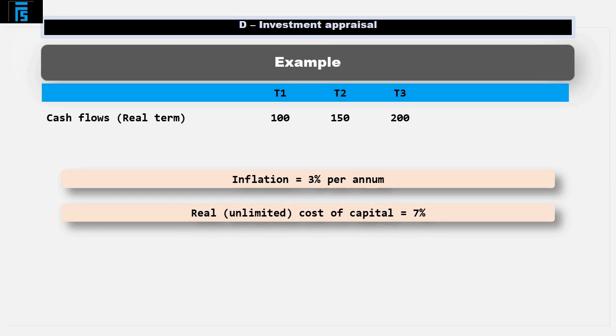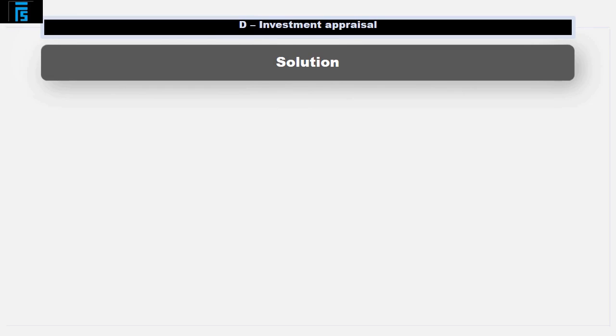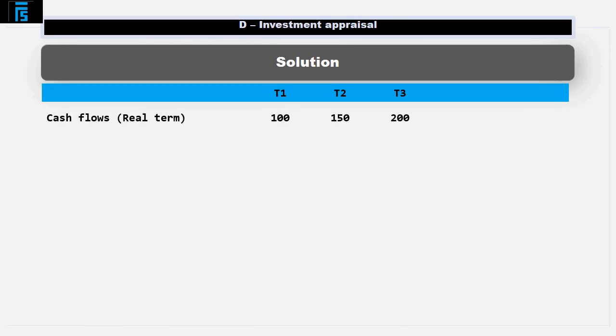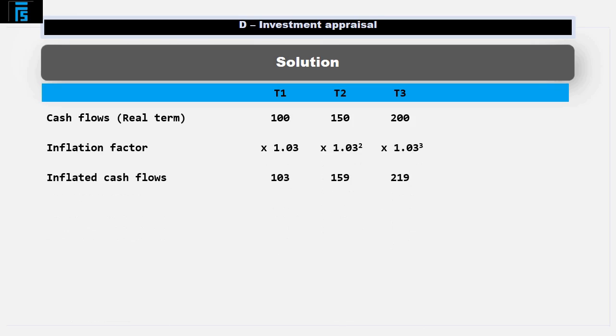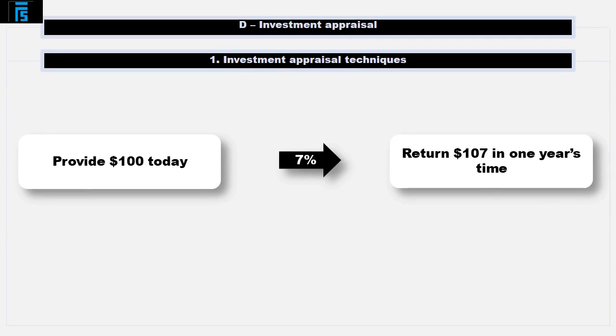First, let's inflate the cash flows. We multiply the cash flows by 1 plus i to the n, where i is the annual inflation rate and n is the number of years, like this. These inflated amounts represent the cash that will actually be received. Let's turn our attention now to the cost of capital, or the discount rate. If in our world here I ask you to give me $100 and in return I give you back $107 in 1 year's time, I have given you a 7% return for that year.